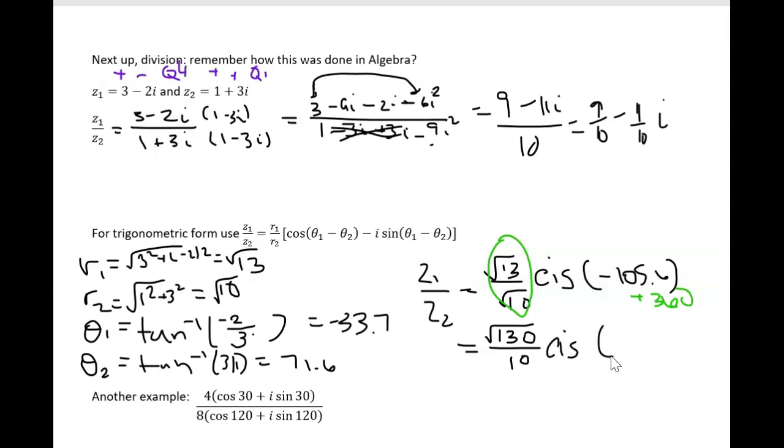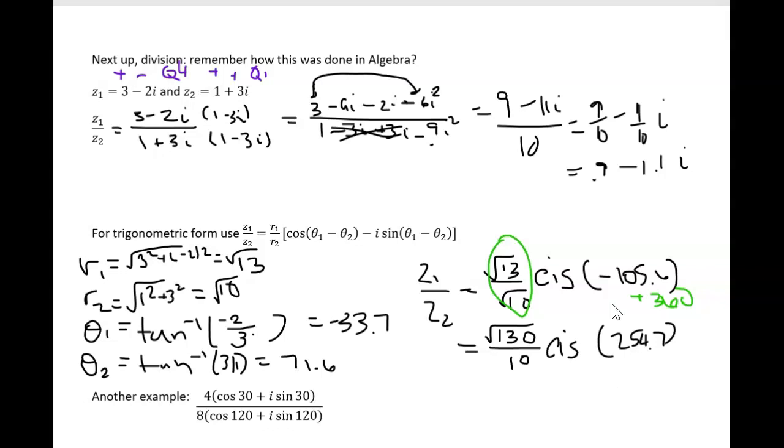CIS 254.7. Well, let's compare these answers. This is the trig form. This is the complex standard form. This one is about 0.9 minus 1.1i, if I round it to decimals. Over here, I'm going to do the square root of 130 over 10 times cosine of 254.7, and I'm going to get a totally different answer.